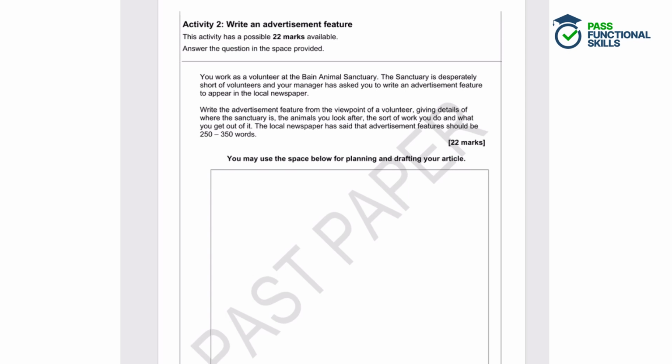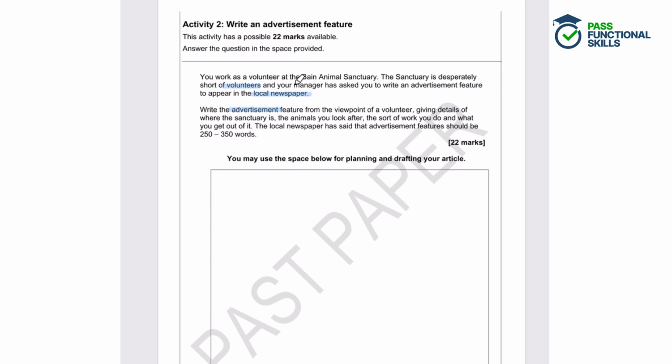So now let's break down this question to see what we have to do. Let's think about the text type to begin with. So we've been asked to write an advertisement. So we've got to be persuasive because we are advertising something here. Now let's think about the audience. So they're looking for volunteers and we are looking to publish this in the local newspaper. So we're writing for a general audience within the local community of people that might want to become volunteers. So we want to try and appeal to these people in the local area.